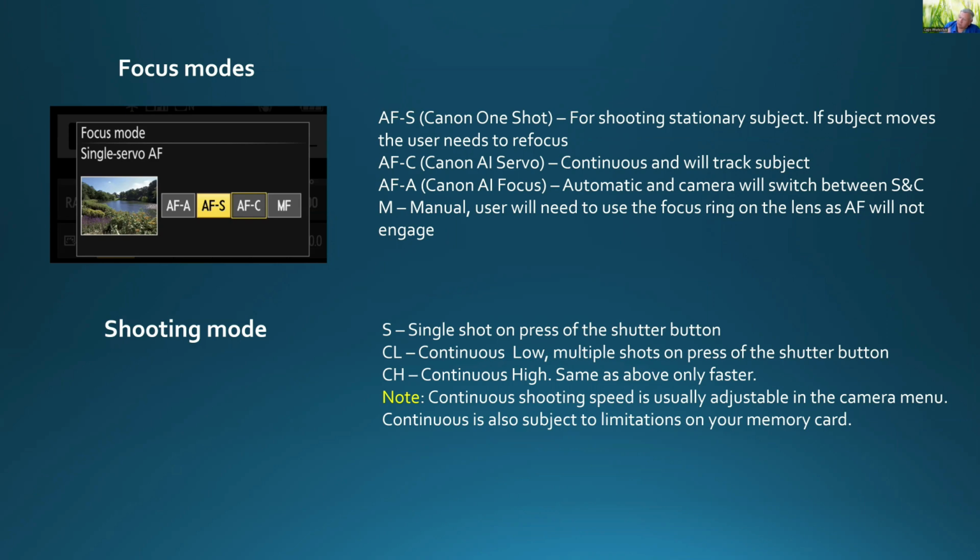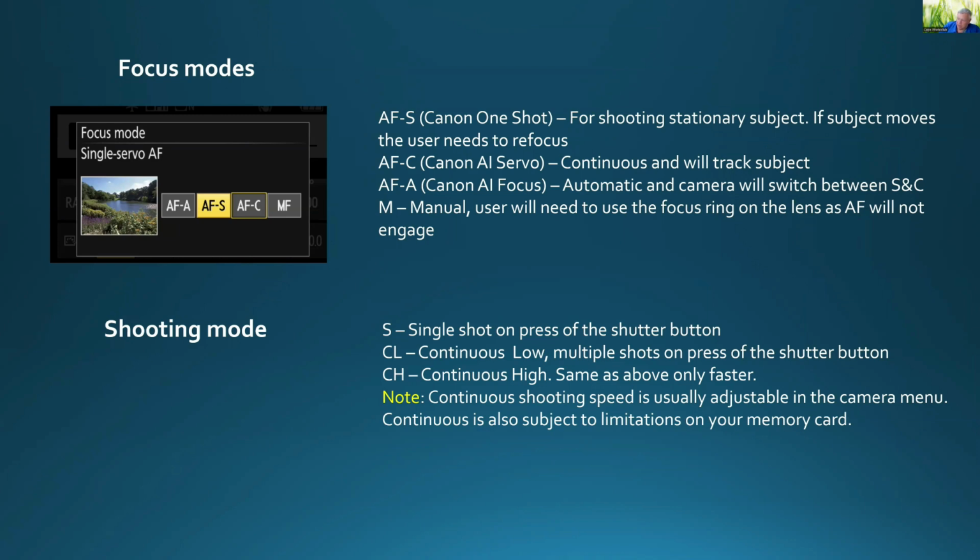Oh, okay. So the shooting modes. You will also have this in your menu. You'll see there's one, it could be a picture of a square or it could have an S, and it's a single shot. So you press your shutter button, it'll click once.